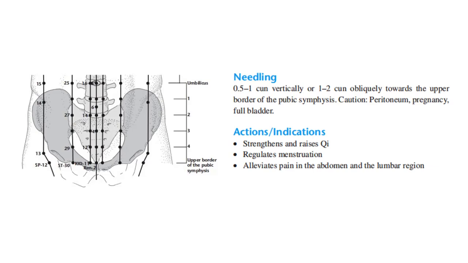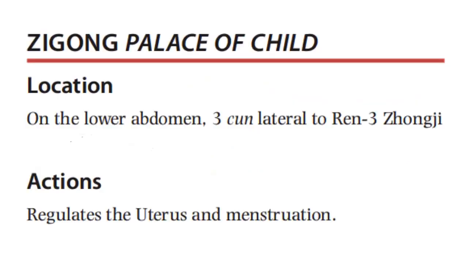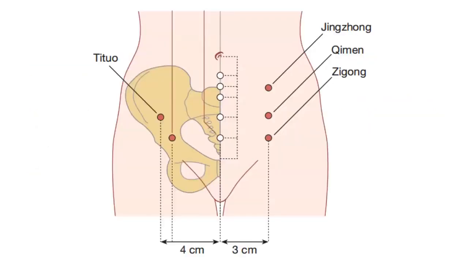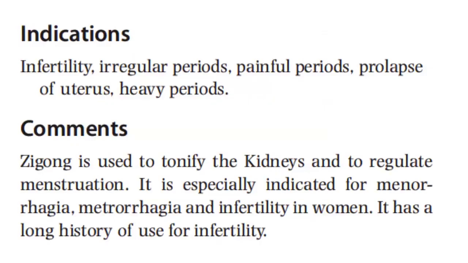For its actions and indications, this point strengthens and raises qi, regulates menstruation, and alleviates pain in the abdomen and the lumbar region. Zigong, or the palace of the child, is located on the lower abdomen, 3 tune lateral to REN3. Again, its action regulates the uterus and menstruation. Here is another illustration showing where Zigong lies, beneath or below Qimen and Qingzhong.